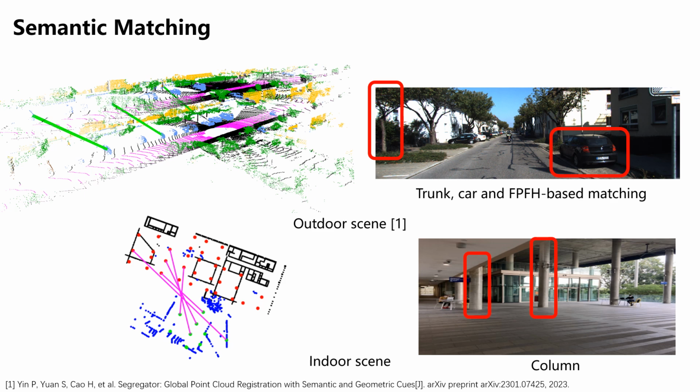In indoor scenes, where we only need to solve for 2D poses, we adopted a different approach. We focused on extracting cylindrical objects and used only the x and y coordinates of their center points for matching purposes. This simplification allows us to effectively handle indoor environments and achieve accurate 2D pose estimation.